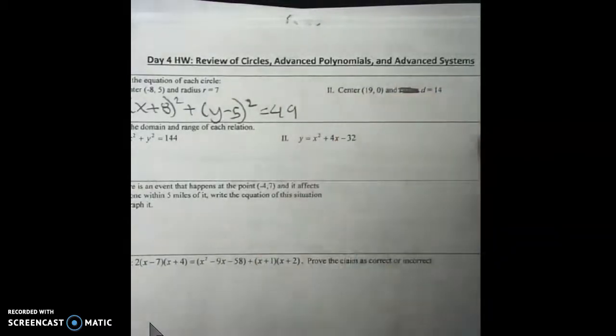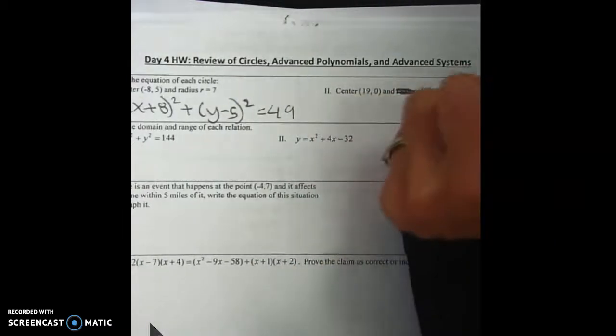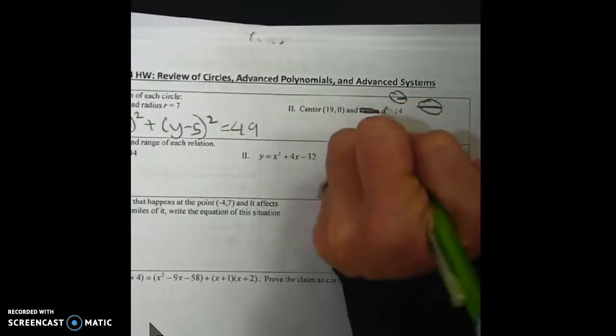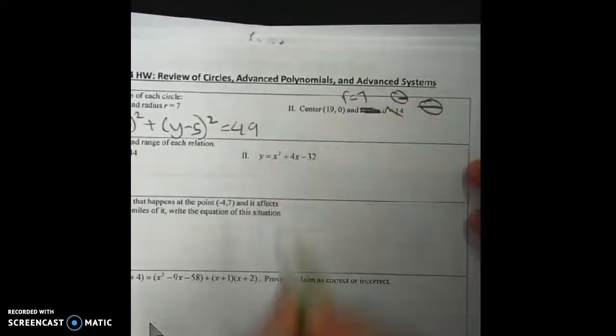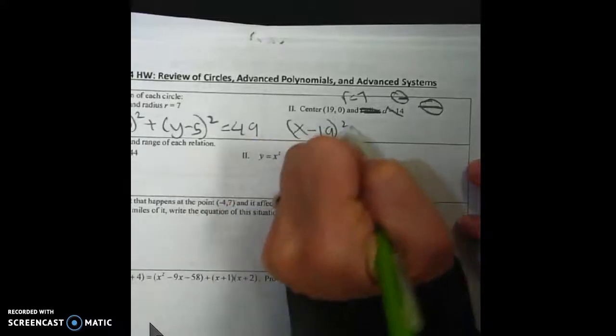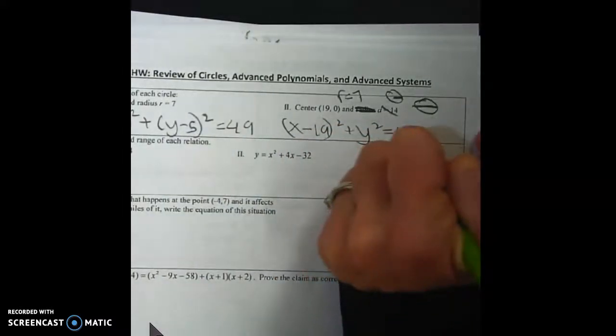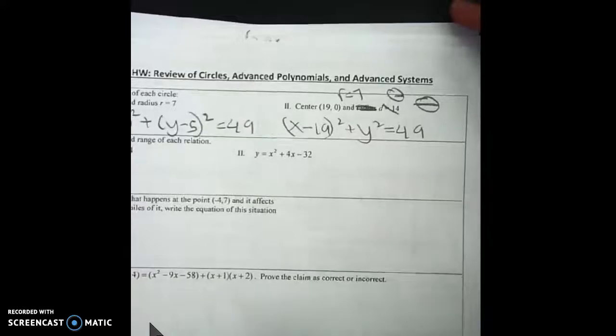It says radius, but it should be d equals 14. D is the diameter. The diameter is the whole thing, but I only want the radius, which is half. So that means r equals 7. So now it's x minus 19 squared plus y squared. There's a 0. I'm not going to put minus 0. Equals 49. And that's it.